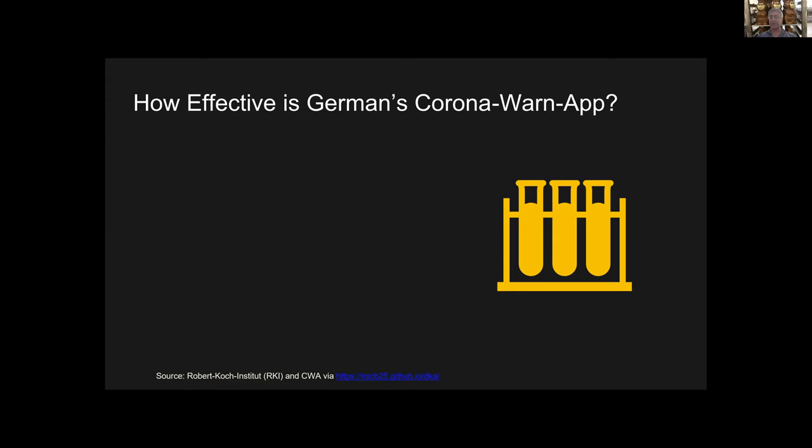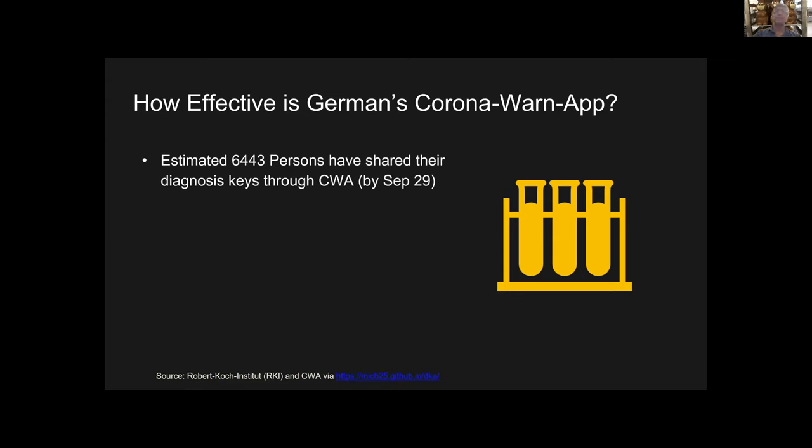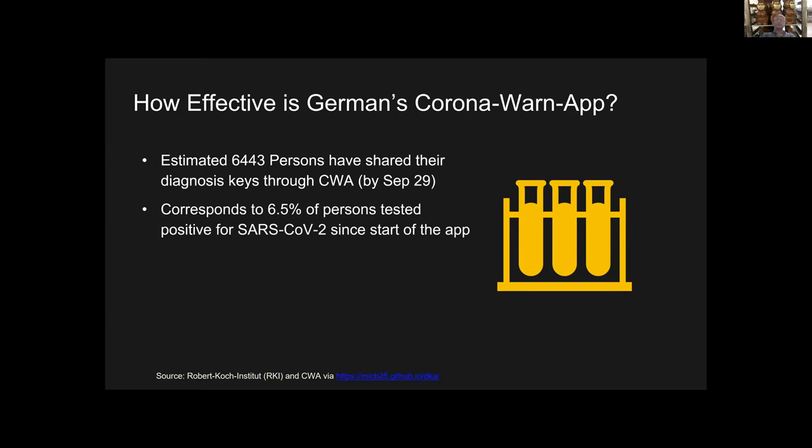That is absolutely okay. But how effective are all these apps in general? An estimated 6,443 people from the German CDC have shared their diagnosis keys through the CWA, the German Corona Warn-App, by September 29. And this corresponds to 6.5% of the persons who tested positive for COVID-19 since the start of the app.